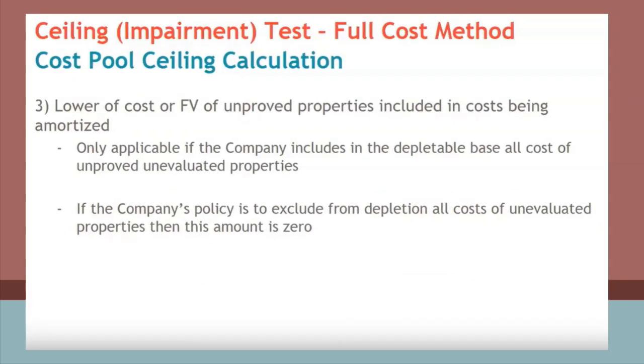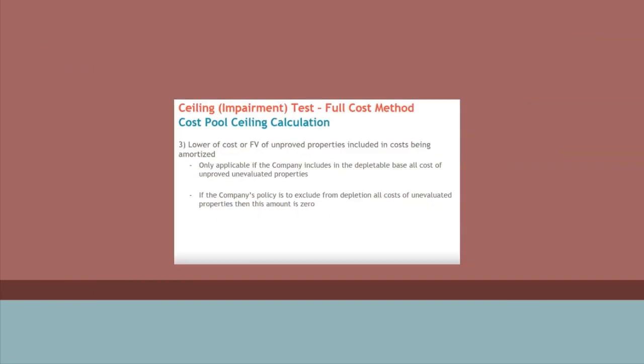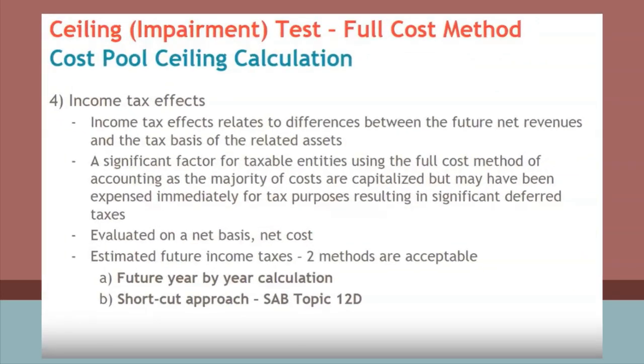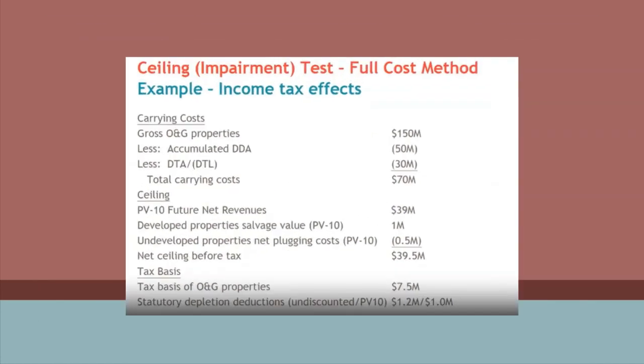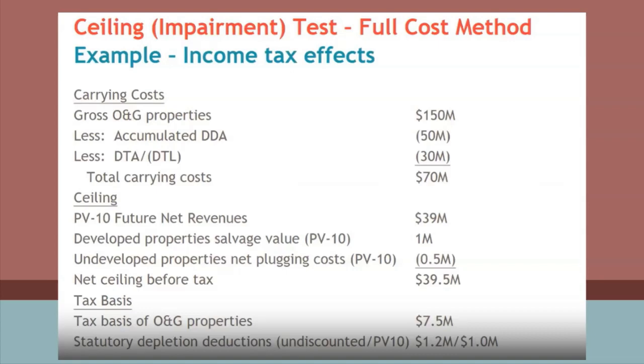Number 3, again, I haven't really seen it in practice, but it's here for you guys if you want to read it. 4, income tax effects. Same situation. I've never had to consider this in my ceiling pool or ceiling impairment test on the cost pool, but if you do, it's here for you with an example of the 2 different methods. Here's method 1, here's method 2. Here's the journal entry associated with it.